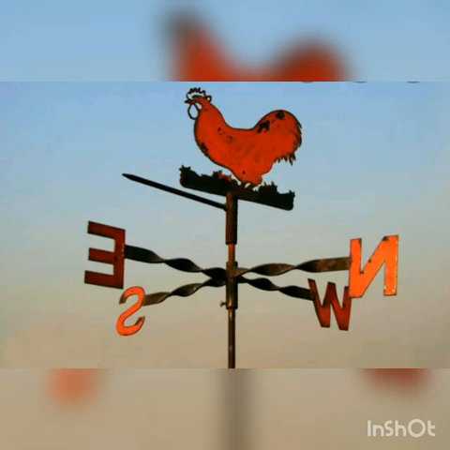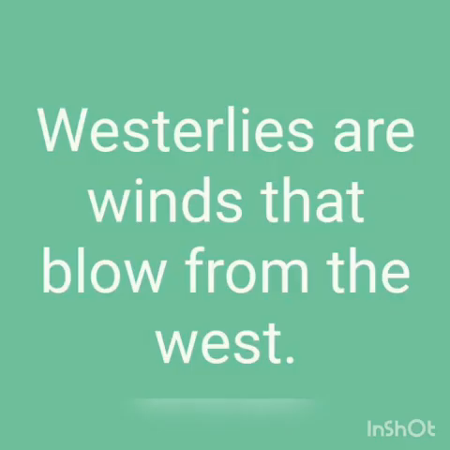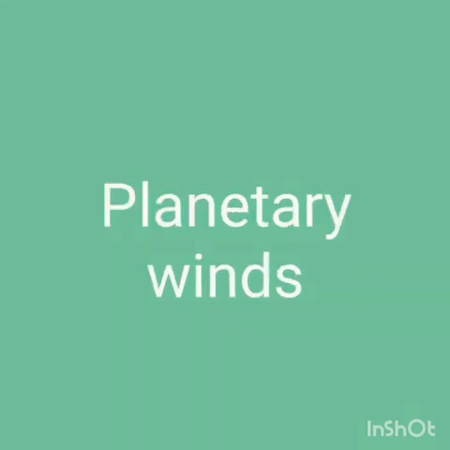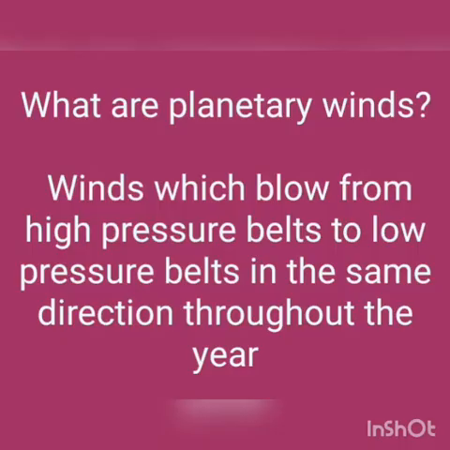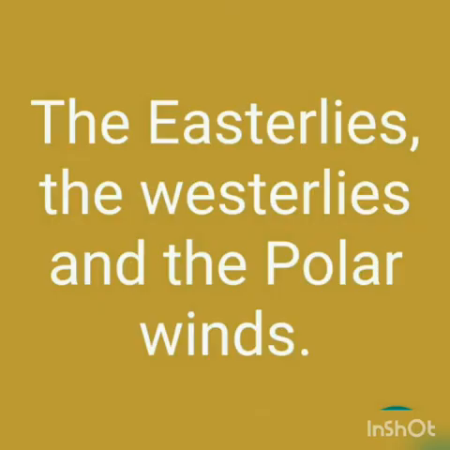Winds. You can use a wind vane to find out the wind direction. Winds are known by the direction from which they blow. Westerlies are the winds that blow from the west. Planetary winds. Winds which blow from high pressure belts to low pressure belts in the same direction throughout the year are called planetary winds. They are the easterlies, the westerlies, and the polar winds.